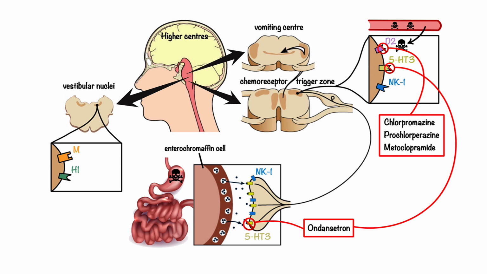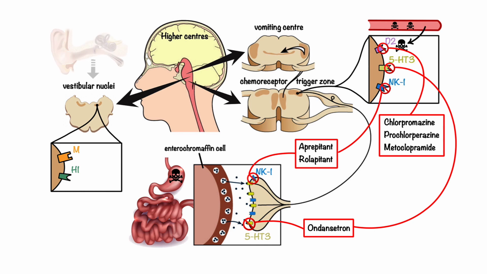Furthermore, in treatment of chemotherapy-induced nausea and vomiting, in order to enhance antiemetic effects, ondansetron is often given with other medications such as aprepitant and rolapitant, which work by blocking neurokinin 1 receptors, thus inhibiting stimulatory effects of substance P. Finally, we have the vestibular nucleus, which receives input from the vestibular system of the inner ear that is sensitive to changes in balance and motion.